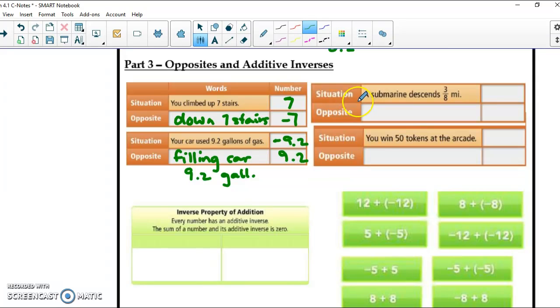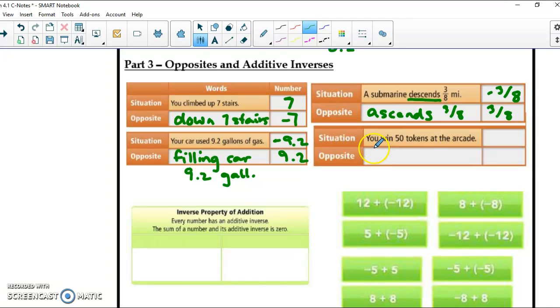My third situation, a submarine descends 3/8 miles. Descends means go down. So in math, I would describe that with a negative number, negative 3/8. The opposite of descending is ascending. So if that submarine turns around and ascends, it's going up. So I would say 3/8 because that indicates positive 3/8.